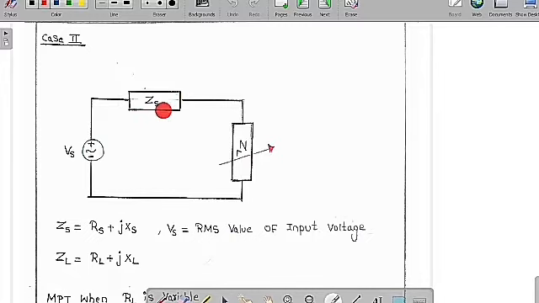And this is a source impedance. Then this is a variable load we are going to connect across this practical AC voltage source. At what value of ZL are we going to get the maximum amount of power absorbed by this load? We need to figure that out. See, Zs is equal to Rs plus jXs, a complex impedance, a combination of resistance and some inductance. ZL is equal to RL plus jXL. So Vs is the RMS value of the input voltage.